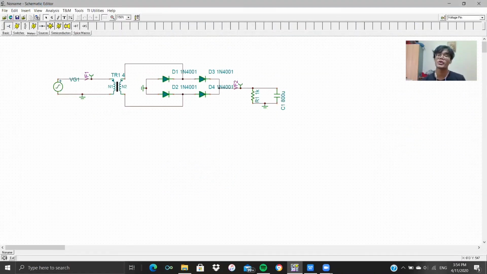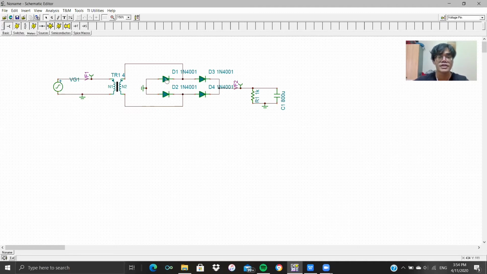Okay, for the test circuit, we're going to draw the full wave bridge rectifier circuit. So this is my circuit for the full wave bridge rectifier. I don't have enough time because we know that the time limit is under 10 minutes. So I'll just skip the drawing phase. So this basically is my drawing.